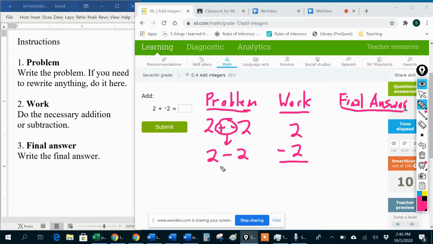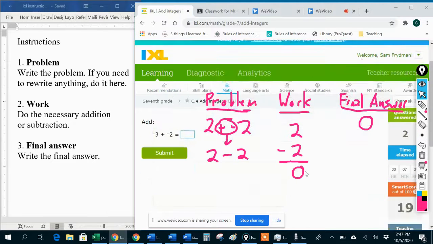So for example, if we were doing 2 minus 10 here, then the work that I would do would be 10 minus 2, and then I would just have to remember to make my answer negative. But I don't have to worry about that for this one. I just have 2 minus 2, which is 0. And my final answer is also just 0. I don't have to worry about positive or negative because 0 is neither positive nor negative. It's just 0. Okay, so 2 plus negative 2 is equal to 0.